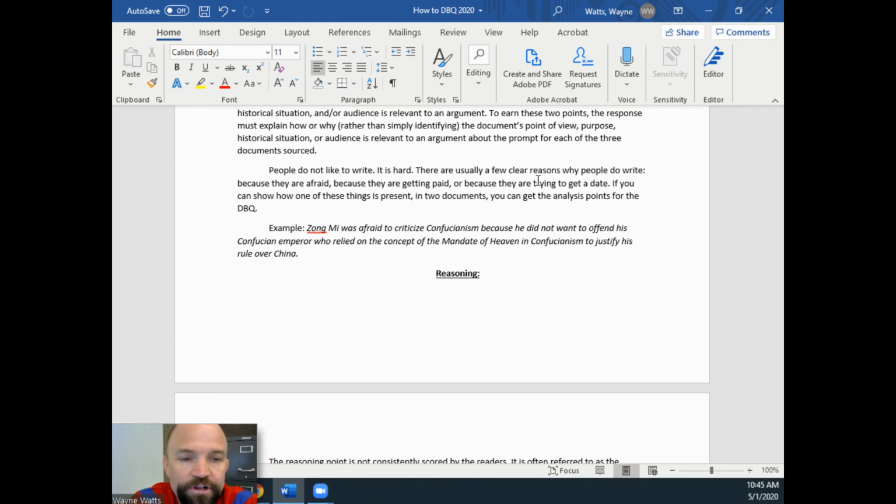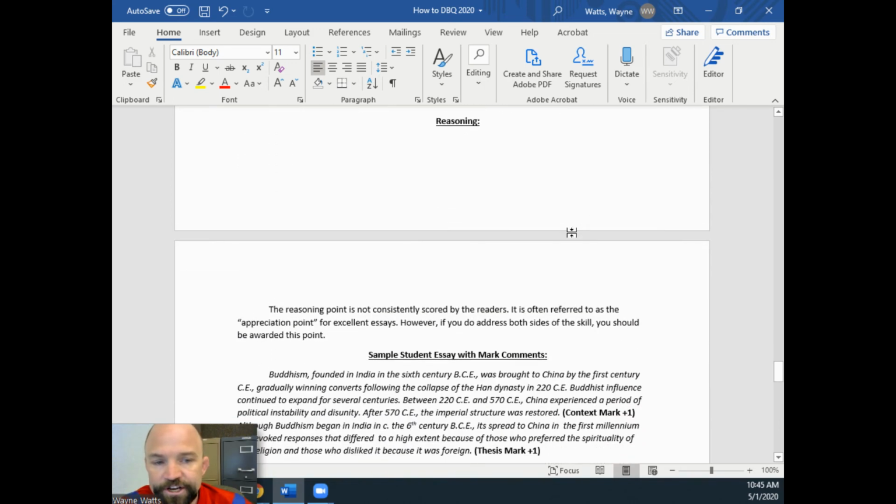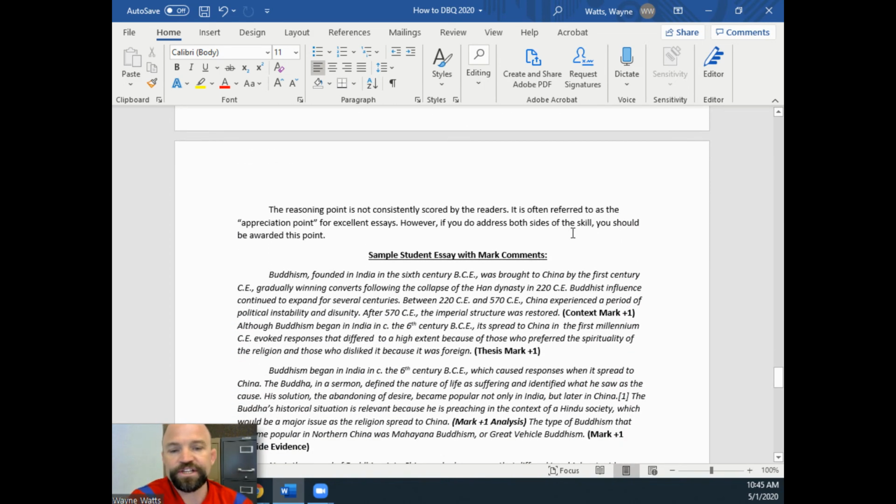So, for example, Zhang Mi was afraid to criticize Confucianism because he did not want to offend his Confucian emperor, who relied on the concept of the mandate of heaven to justify his rule over China. The reasoning point is not consistently scored by the readers. It is often referred to as the appreciation point for very excellent essays. However, if you address both sides of the scale, you should be awarded this point.